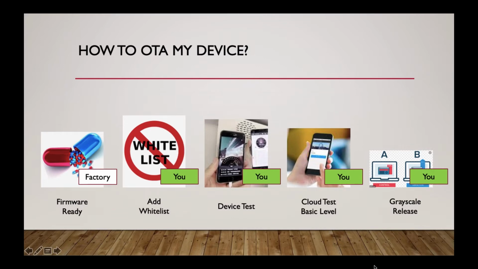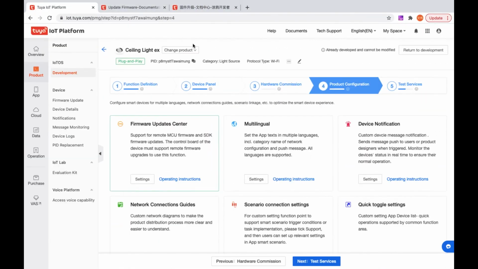So firstly, we will go into our IoT platform. This is my account. I made a device here. Go to the development part, go to product configuration. You will see the firmware update center. There are operating instructions, and unfortunately, it's not updated. So we will update it very soon.